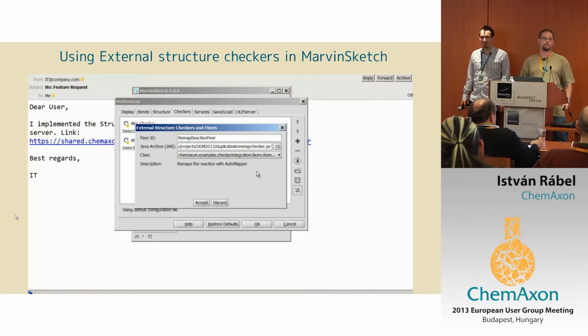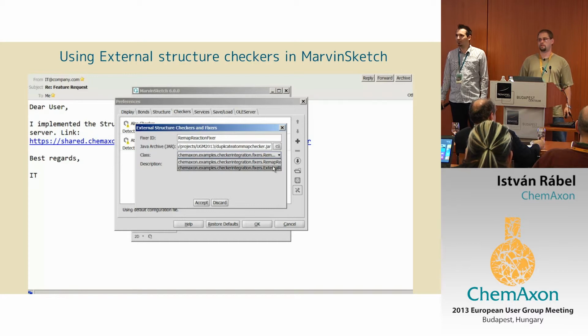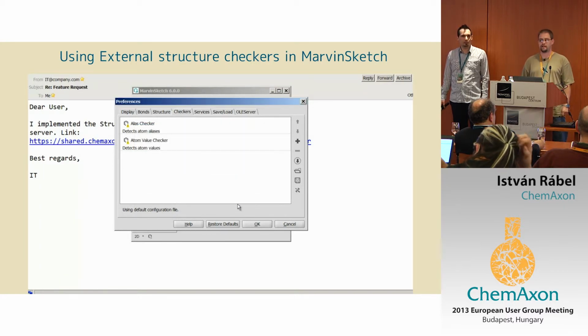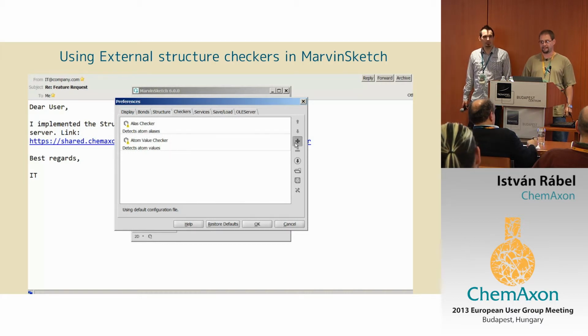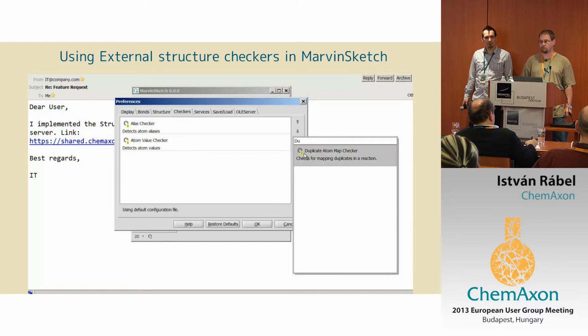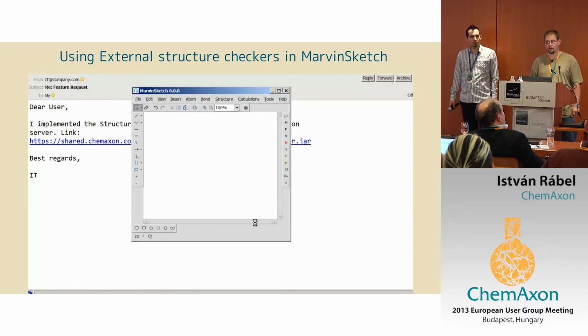The first will remove the duplicated mappings, and the other one will use ChemAxon AutoMapper tool to remap the whole reaction, so it will be nice and error-free. And as you can see, the checker is available, and it can be used. There are some nice options as well.